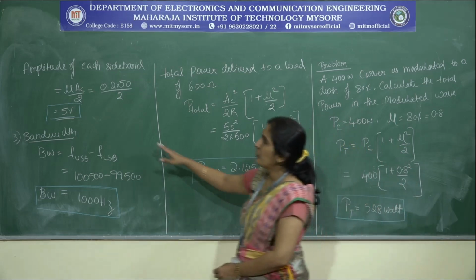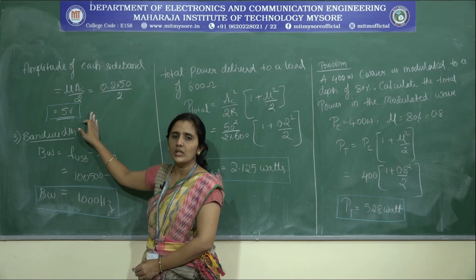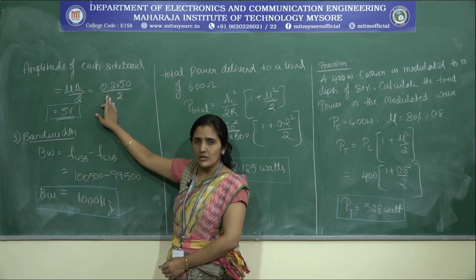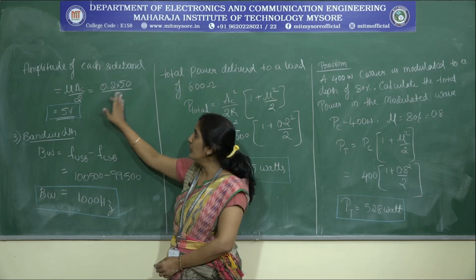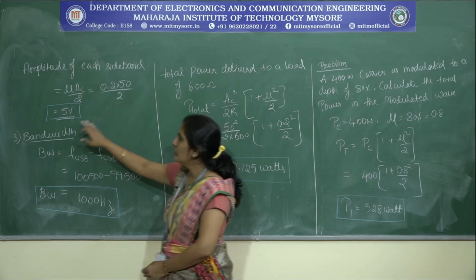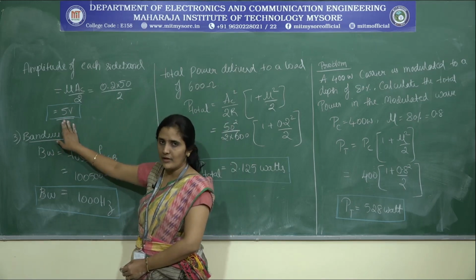Now see the amplitude of each sideband. It is given by the equation mu into Ac divided by 2. Mu is nothing but the modulation index, which is given as 0.2, into Ac, which we know is 50 volt, divided by 2. So we are going to get the amplitude of each sideband signal as 5 volt.